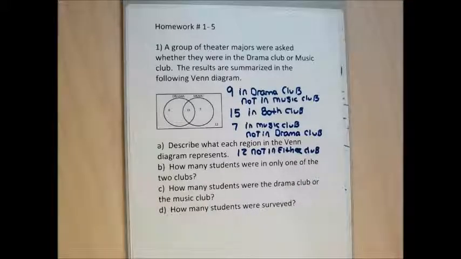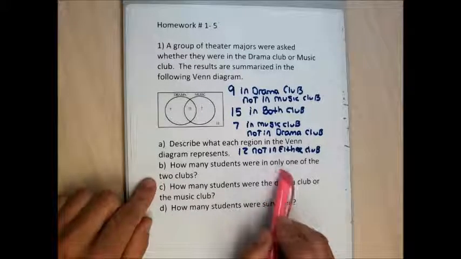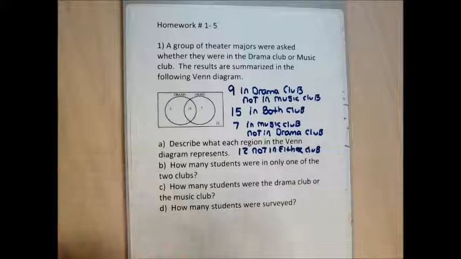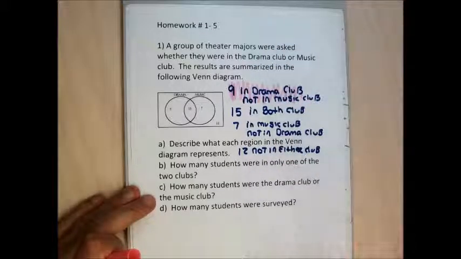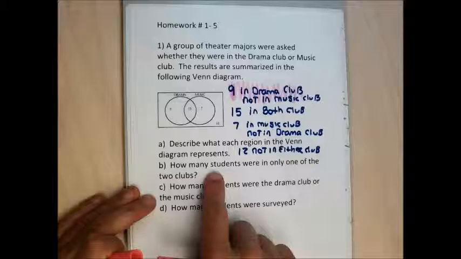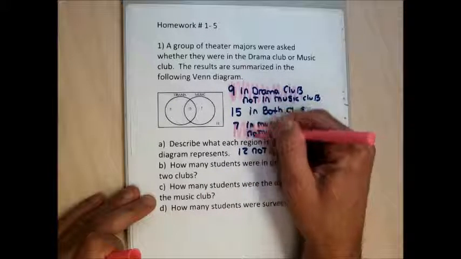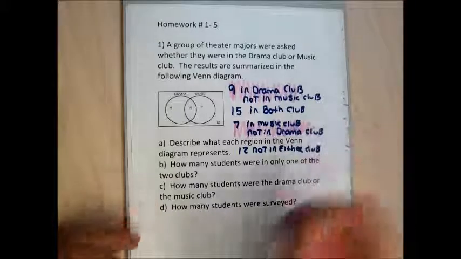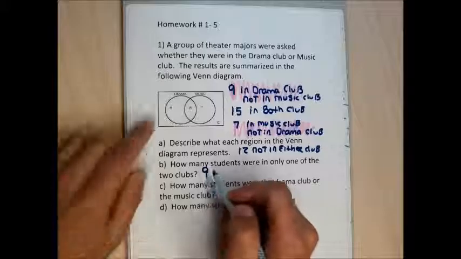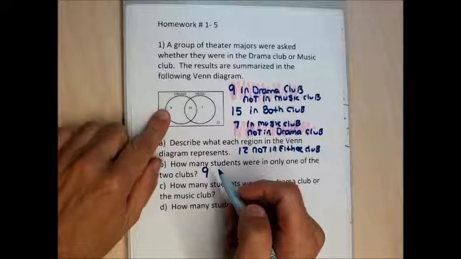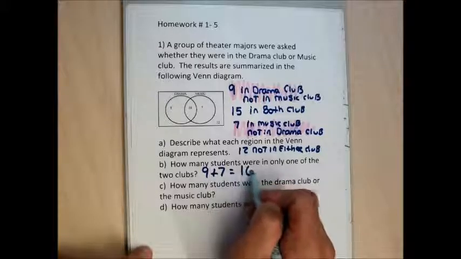All right, let's try to answer some questions about this now. More questions. How many students were in only one of the 2 clubs? That's these students right there. They're in the drama club and not the music. So I'm assuming this means we're in exactly only one of the 2 clubs, and those 7 that were in the music club but not the drama club. The answer to part B is going to be the 9 students from this region, only in the drama, not in the music, and the 7 from that region in the music, not in the drama, which is going to give me 16.